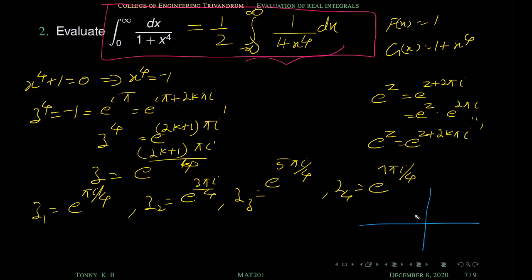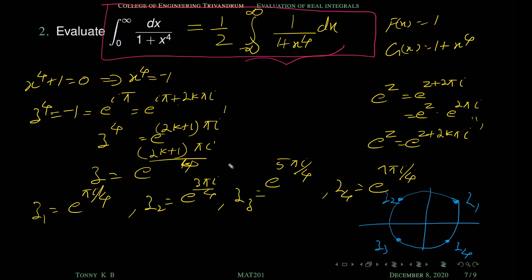Geometrically, these complex numbers are like this. Suppose we consider a unit circle, because the modulus of all these complex numbers is 1. So all these complex numbers belong to the unit circle. The first argument is pi by 4, so somewhere here, and the next one is 3 pi by 4, so here, and this is 5 pi by 4, and this argument is 7 pi by 4. So this is our z1, z2, z3, z4.